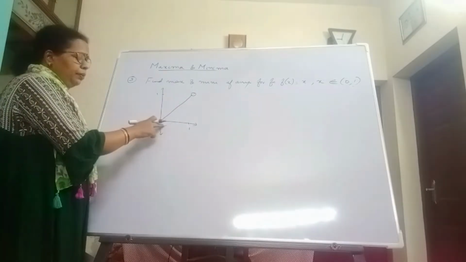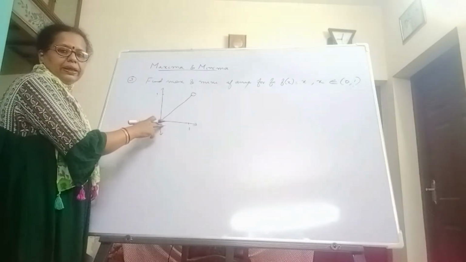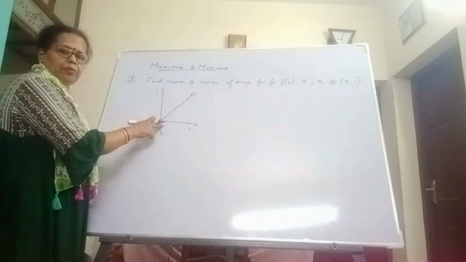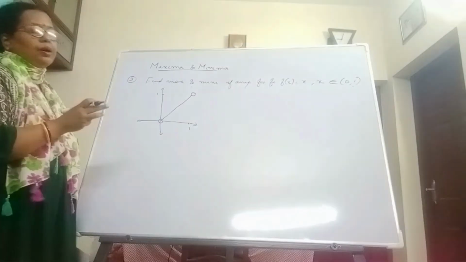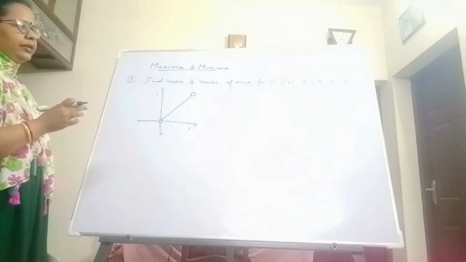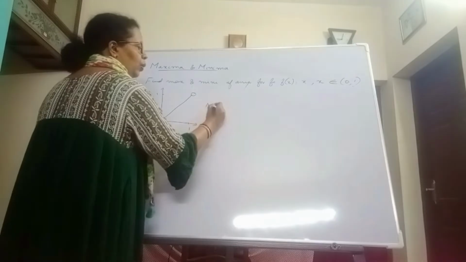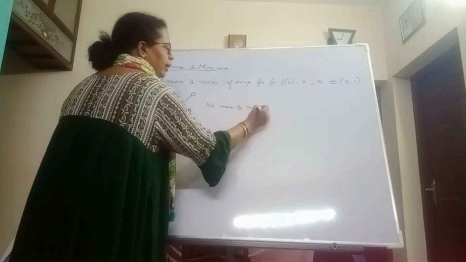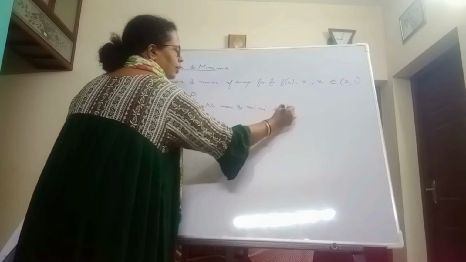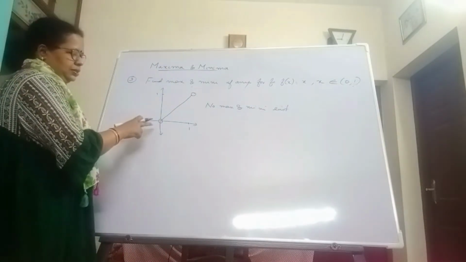Similarly, the minimum point is at 0. This point also we cannot correctly tell which is the minimum value. So what answer should we write? Find the maximum and minimum for f of x equal to x, x element of the open interval 0, 1. No maxima and minima exist. Neither maxima nor minima exist.